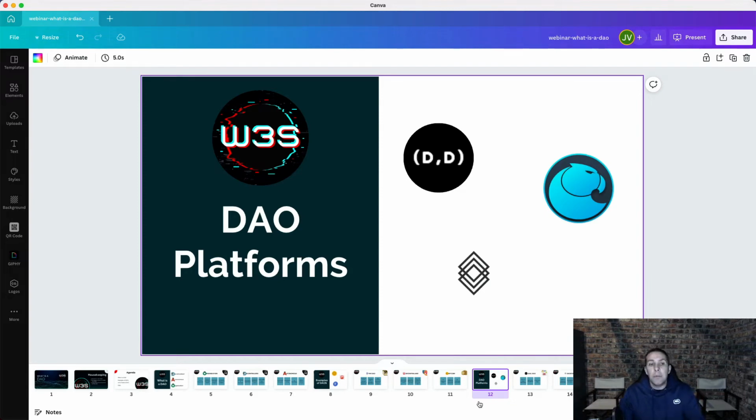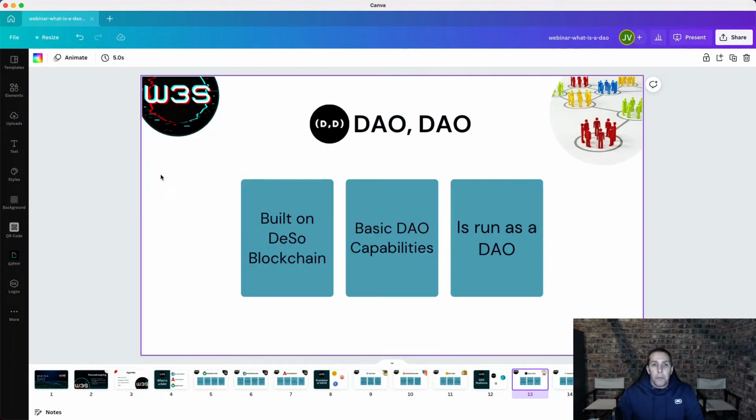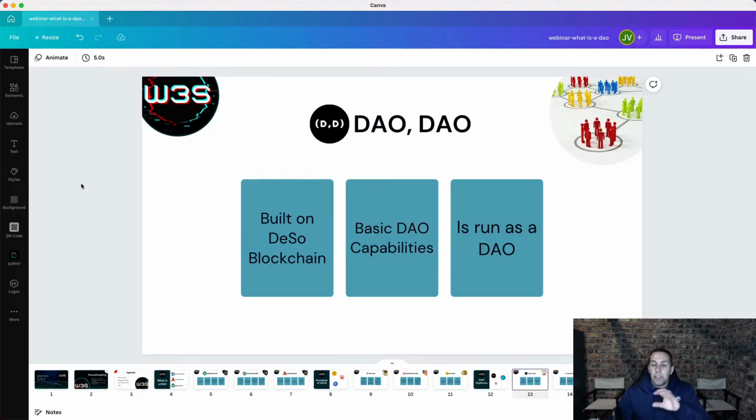But fortunately, with these DAO platforms, the game has changed. So DAO is the one that exists on the decentralized social blockchain, and it's got very basic DAO capabilities. It allows you to do voting, it allows you to do tokenomics within the DAO. It has a treasury that holds the funds. It allows you to purchase and do a whole bunch of other things inside the DAO, but very, very basic capabilities when you compare it to other more advanced DAOs, especially when you're developing your own.